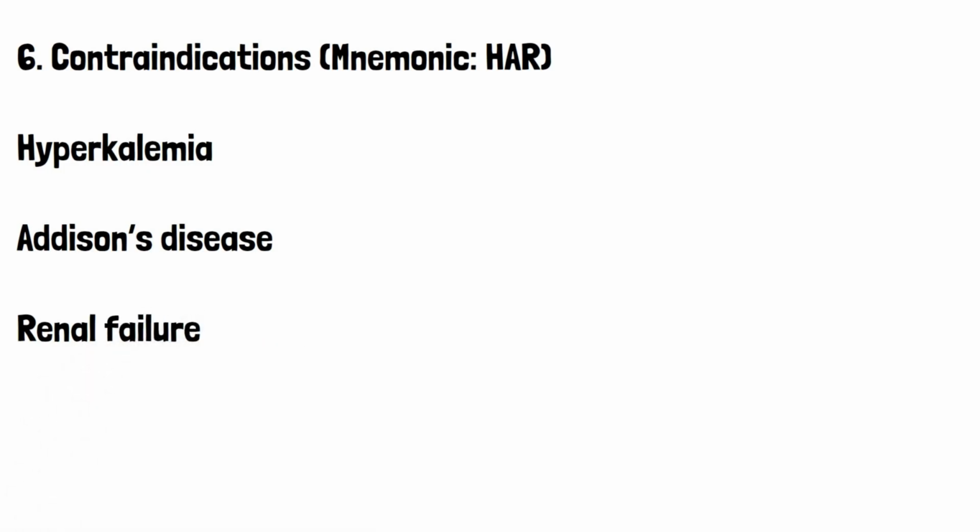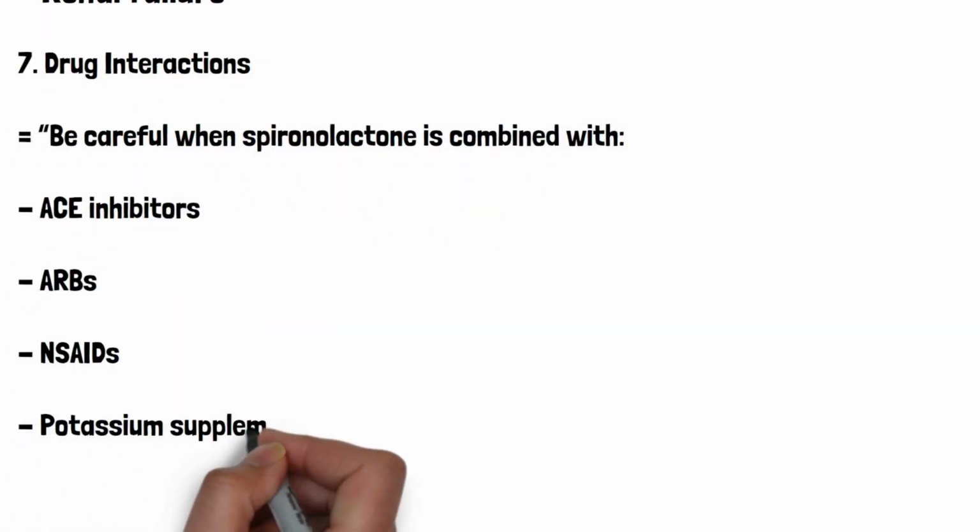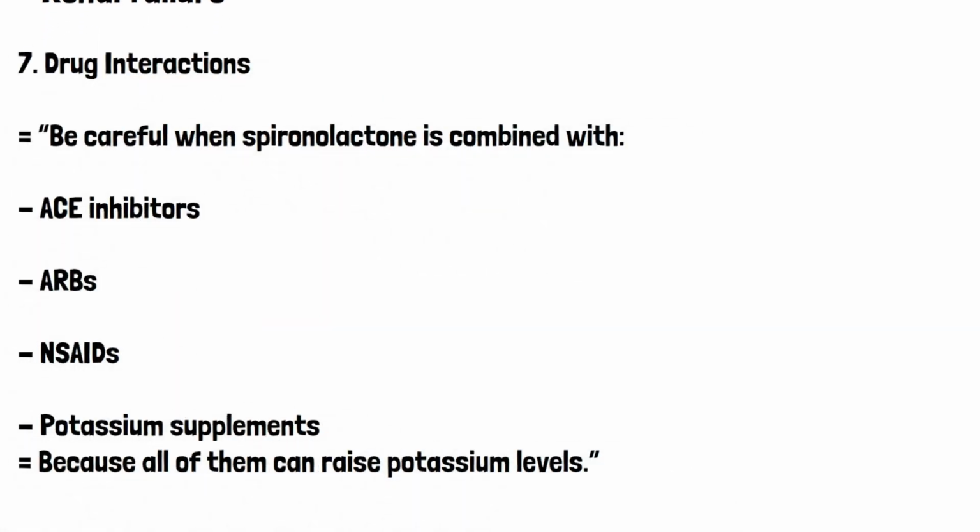A is Addison's disease, low aldosterone state, so spironolactone is harmful. R is renal failure. The drug can accumulate and cause dangerous potassium levels. Spironolactone should be used cautiously with ACE inhibitors, ARBs, NSAIDs, and potassium supplements, because all of these can also increase potassium levels, leading to severe hyperkalemia.